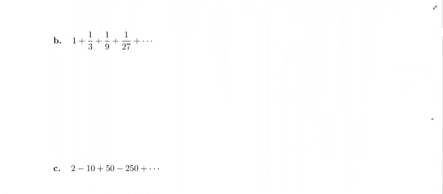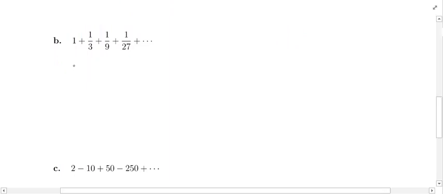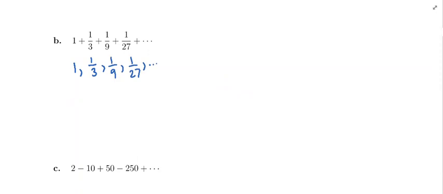First of all, we're going to look at this and realize that it is geometric. So I'm just going to write the terms here. We've got 1, 1/3, 1/9, 1/27, and so on. A big difference between this series and the one we just saw is that the numbers are getting smaller. They are still positive, but they're getting smaller.